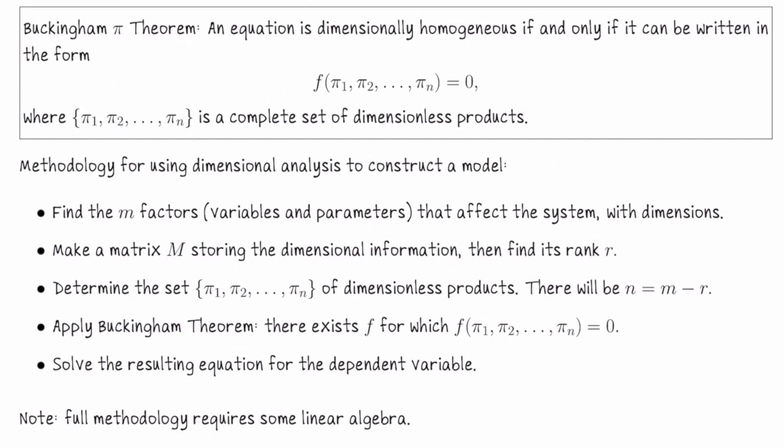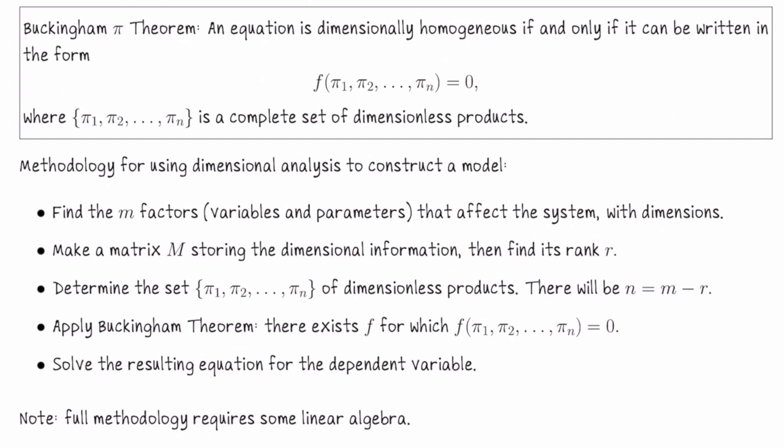What we're going to do is take some principle, like distance, speed, and time are somehow related. And we're going to first find all of the factors that we think affect a system. So when I say find the m factors, variables, and parameters that affect the system with dimensions, I'm going to find the terms like distance, speed, and time. I don't need to have a relationship between them. In fact, the relationship is what we're trying to get to. So the first thing to do is identify what matters.